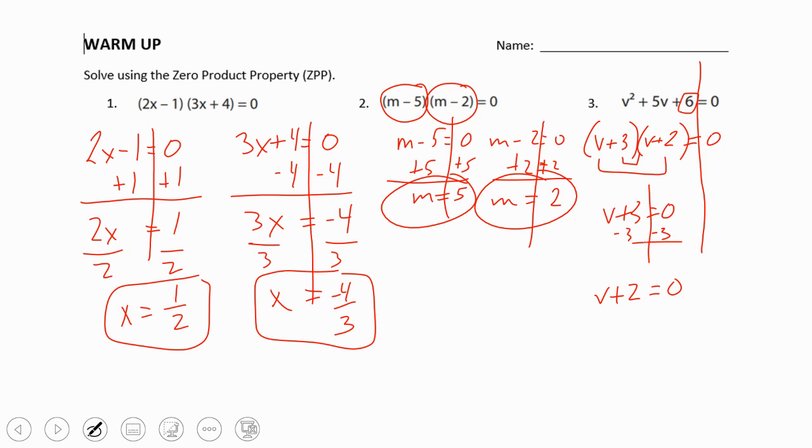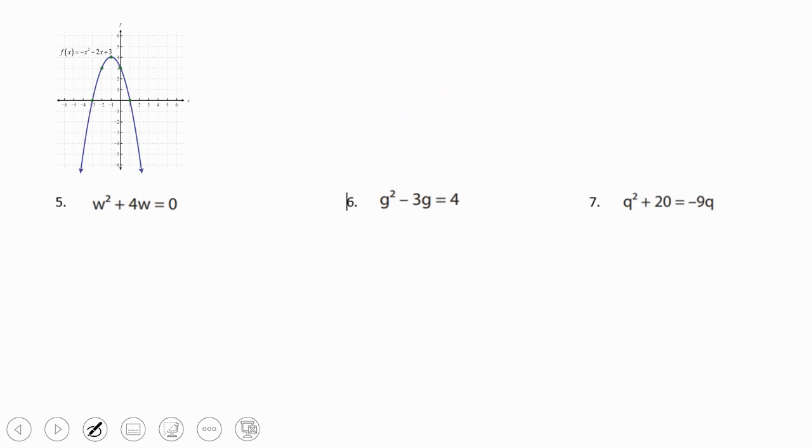Set those equal to 0 to solve. So v equals -3, and v equals -2. Okay, those are pretty straightforward. Here's one with a graph. It says find the zeros, and it's the x-intercept.